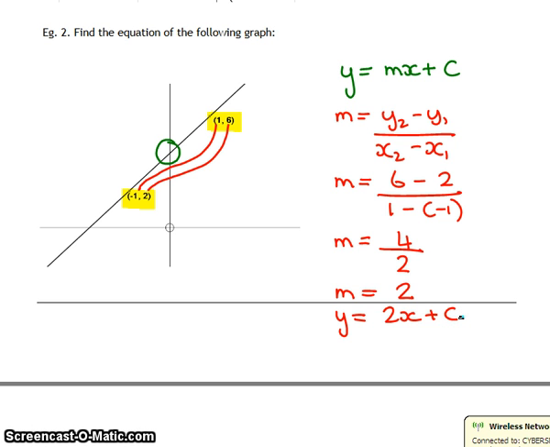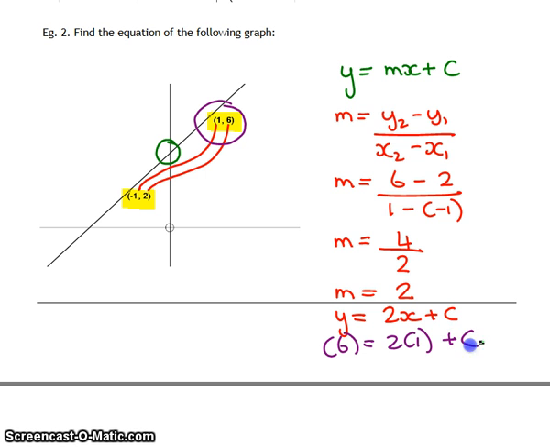Now this is the most important thing about graphs, which I think people forget: if you are given a point on a graph, that means that that point can be substituted into the equation for that graph, and that point will, we call it, satisfy the equation. It will work in the equation. So I can substitute in y is 6 and x is 1, and it must work in this straight line equation. Now, why that's wonderful is that as soon as I substitute in y is 6 and x is 1, I now have an equation with one unknown, which means I can solve for my unknown.